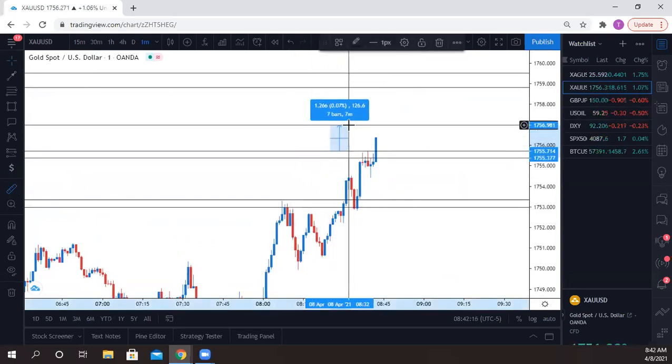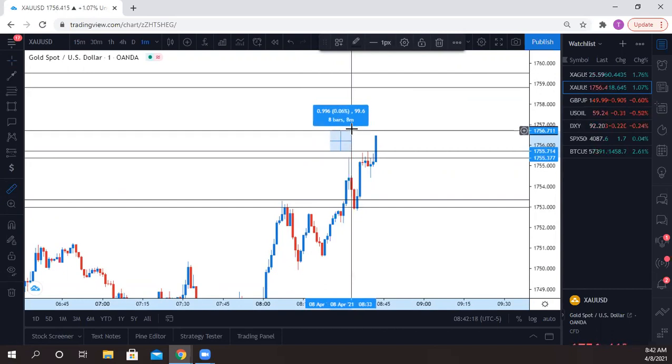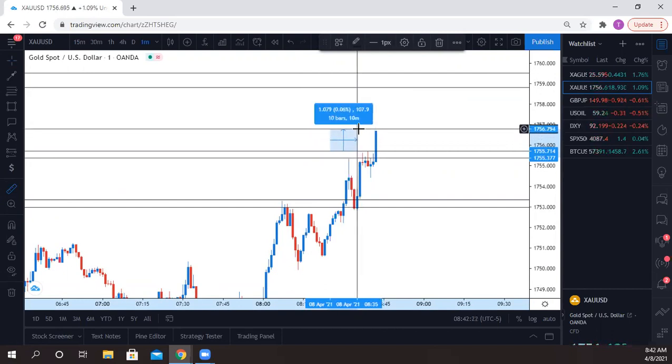That's already 4 pips there. 10-ish pips. If that's something you took, I would close out. I would set at break even right now and then start to look at closing some. Be done for the day.